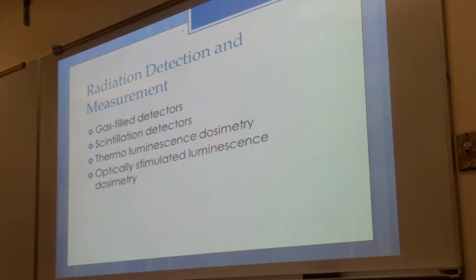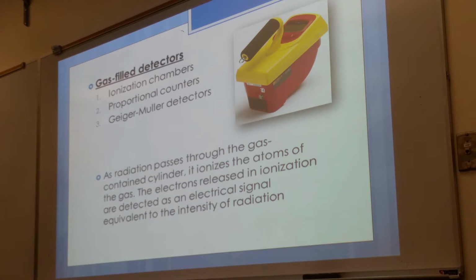All right, radiation detection and measurement. Do we need to keep track of the amount of radiation that we're exposed to? All right, let's talk about this. First one here is a gas-filled detector. They can be ionization chambers, they can be proportional counters, or they could be Geiger-Müller detectors.